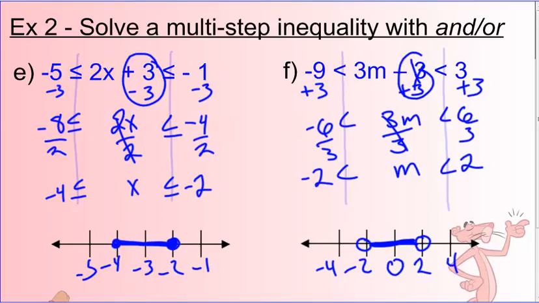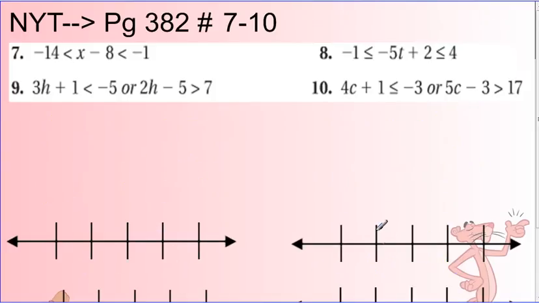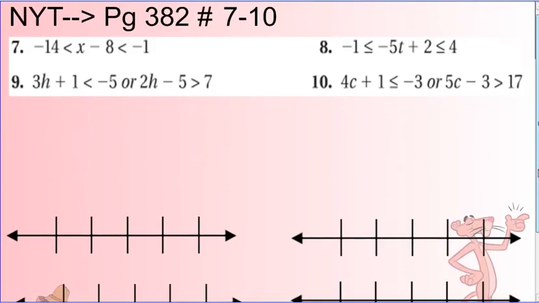The next couple problems come from the textbook. These are numbers 7 through 10 on page 382. Go ahead, pause the video, copy them down, do the problems, get the practice. When you're ready to continue, hit play, and we'll go through them together. Okay, let's see how we did.